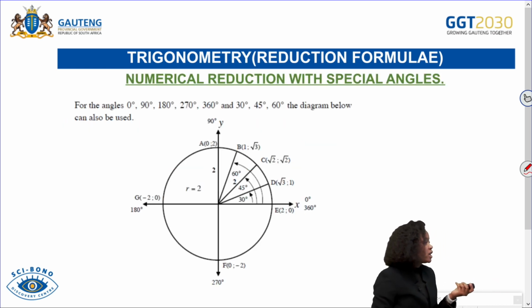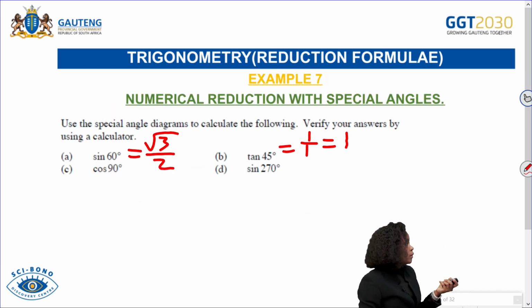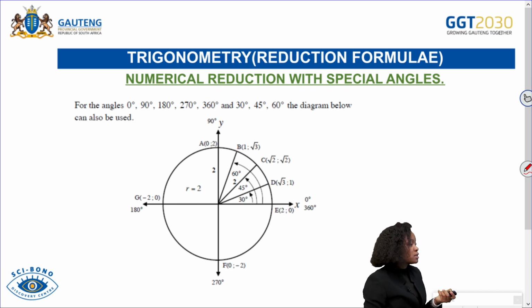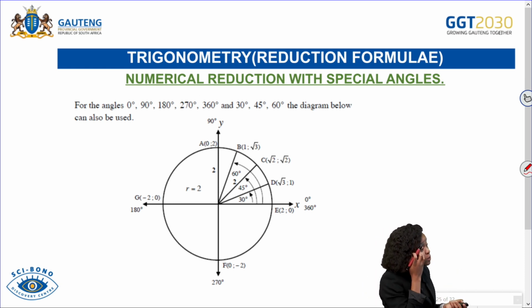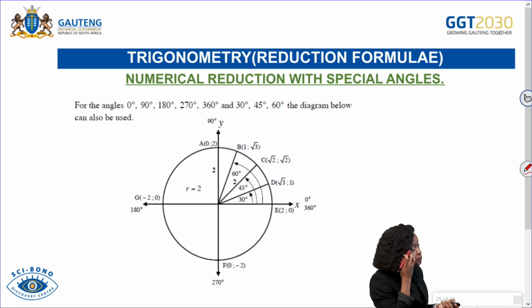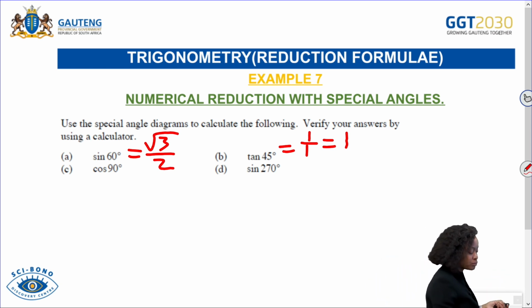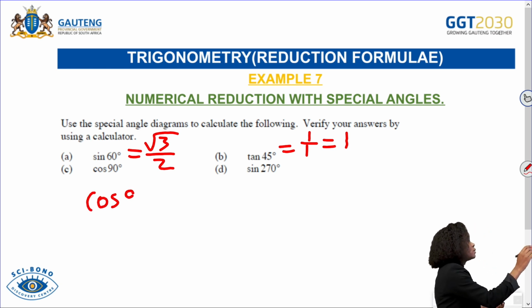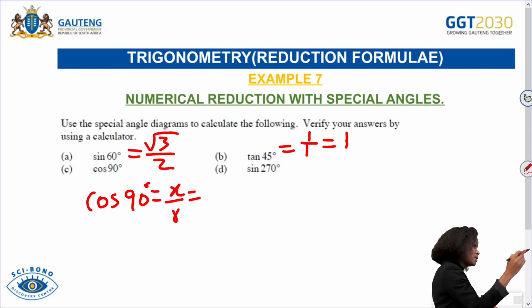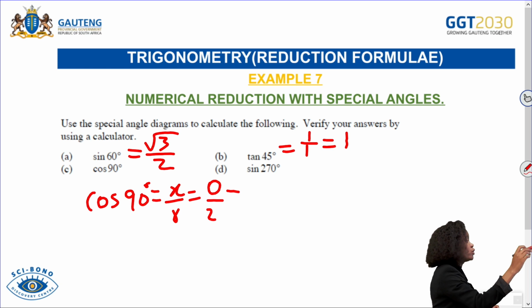And then when we are checking for our cos of 90 degrees, it's going to be the adjacent side all over the hypotenuse. So your cos 90 degrees is just going to give you 0. We say cos 90 degrees equals x all over r. And your x is going to be given as 0, and your r is going to be given as 2. So whenever you see cos of 90 degrees, you must know that it's 0.